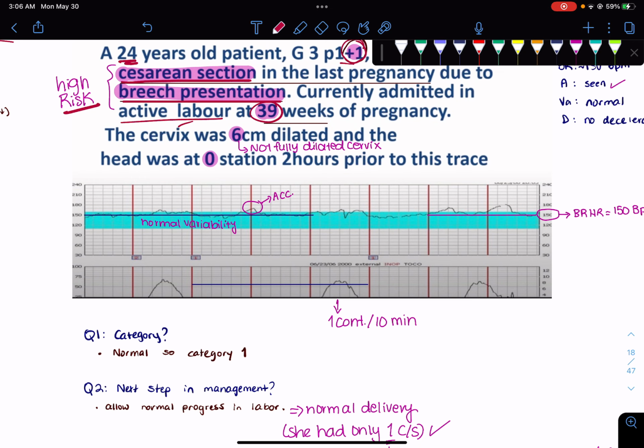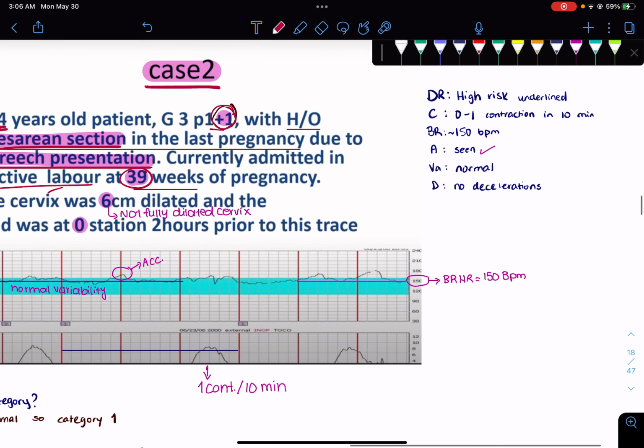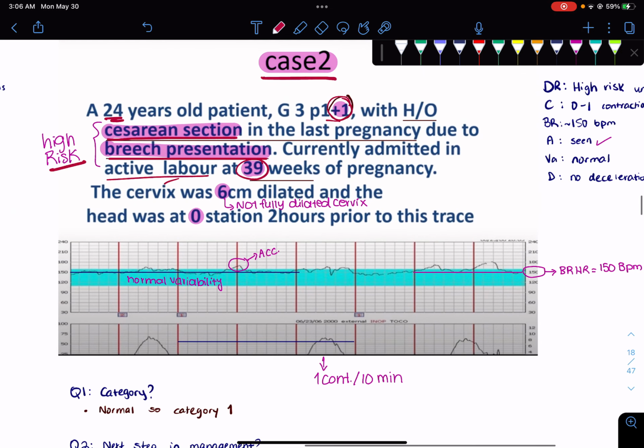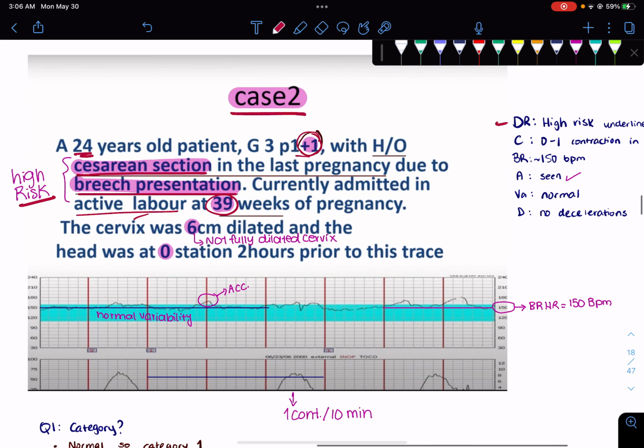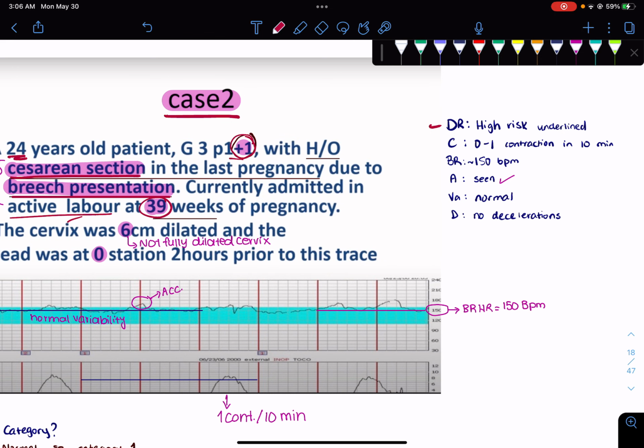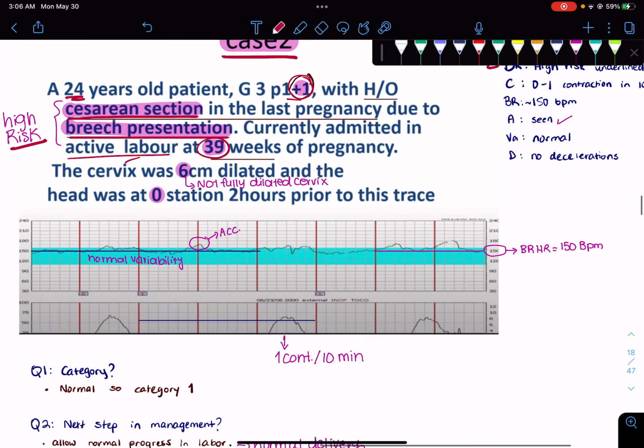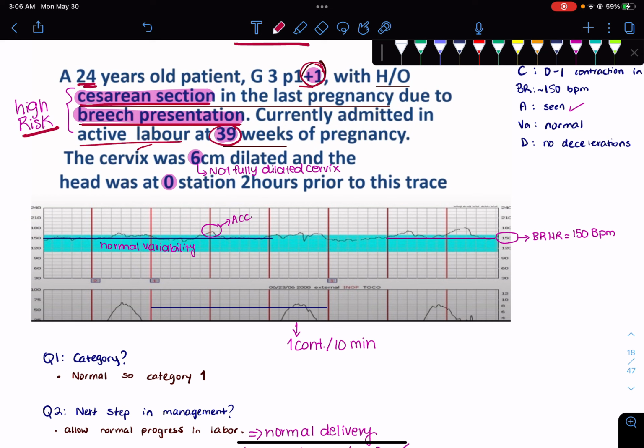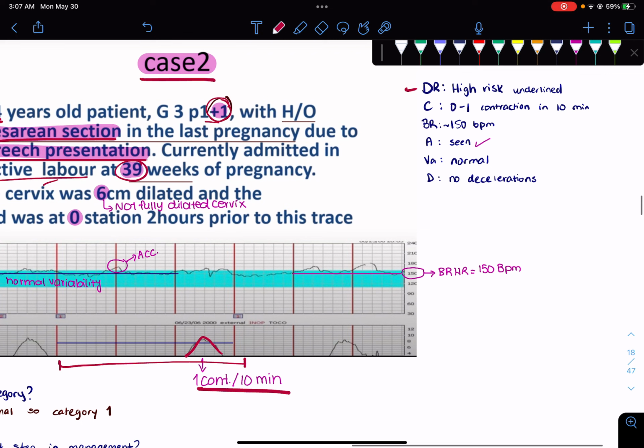This is also not fully dilated cervix, right? Okay, our mnemonic. Let's define her risk. Is she high risk or low risk? She is high risk. Her contractions. How many contractions does she have? Here, this is my 10 minutes span. She had 1 contraction per 10 minutes.